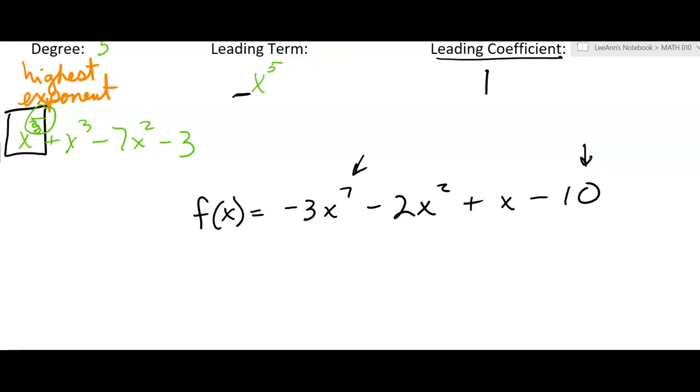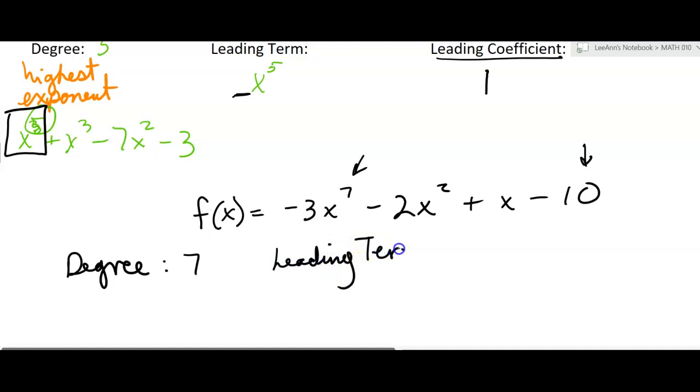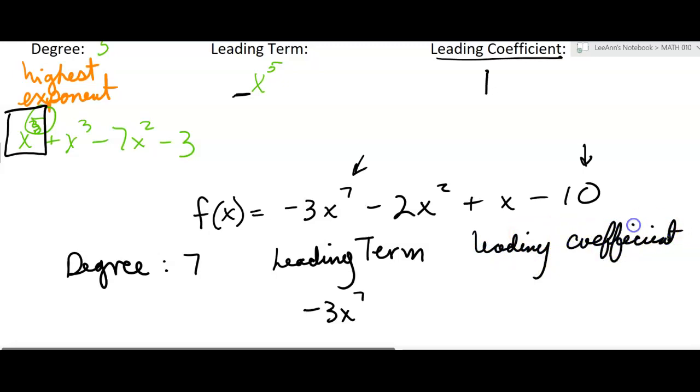Okay, so what is the degree? Well, the highest exponent is 7, right? So that's the degree. What is the leading term? Well, it's the first term, negative 3x to the 7th. What is the leading coefficient? Well, it's going to be the coefficient on the leading term, which is negative 3. Okay, so we'll get some examples in the next video.